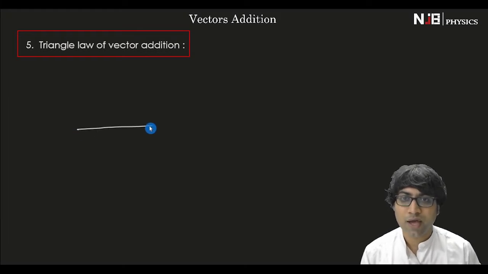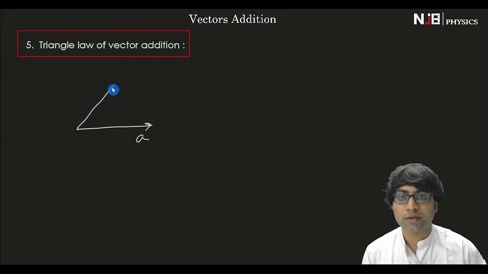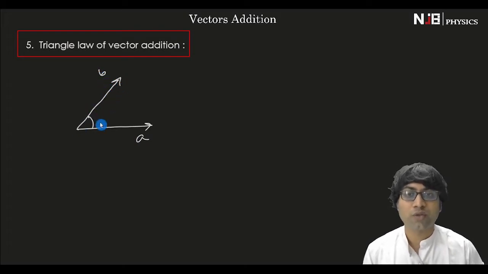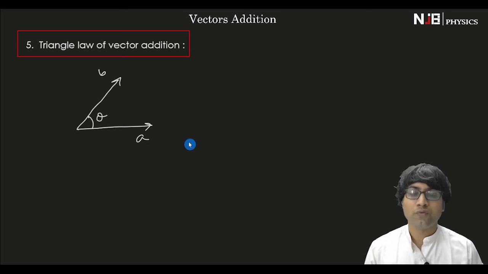Let's imagine that we have this as one of the vectors, which we call the a vector, and another vector is this vector, which is the b vector, and they are joined tail to tail, so that we can identify the angle between them. So the angle between them is theta. So what is the triangle of vector addition? In the triangle of vector addition, you join the two vectors head to tail and not tail to head.